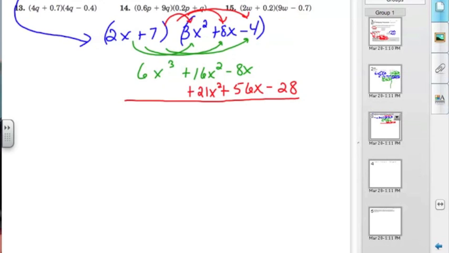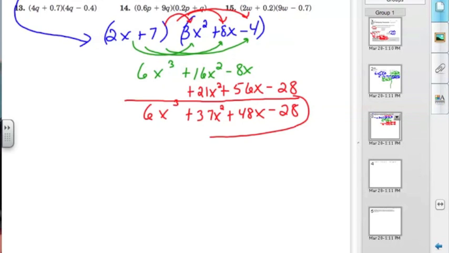I have no other x cubes, so I have 6x cubed, x squared and x squared. I have 16 and 21 of them. That gives me plus 37x squared. I have 56x minus 8x, so that gives me positive 48x. And I have only one constant to play with, so there's your answer.